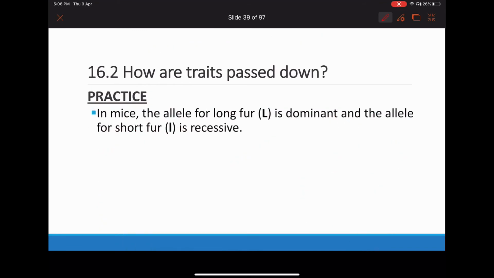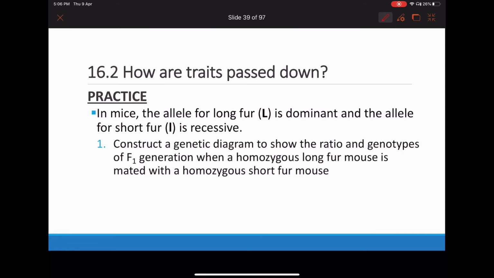Let's take a look at our first example. In mice, the allele for long fur, capital L, is dominant, and the allele for short fur, small letter l, is recessive. Now, you are required to construct a genetic diagram to show the ratio and genotypes of the F1 generation when a homozygous long fur mouse is mated with a homozygous short fur mouse.